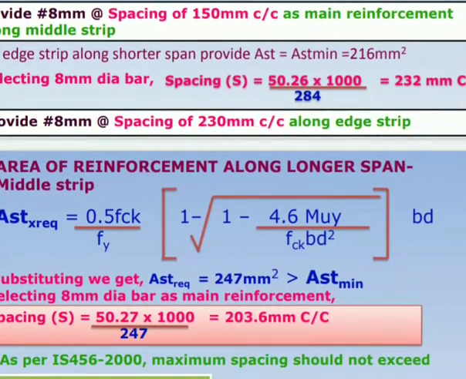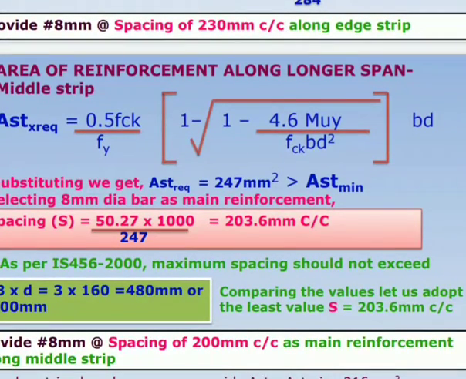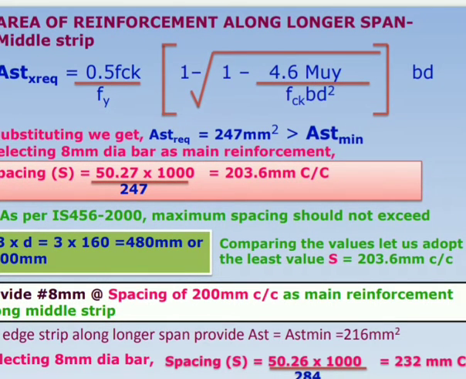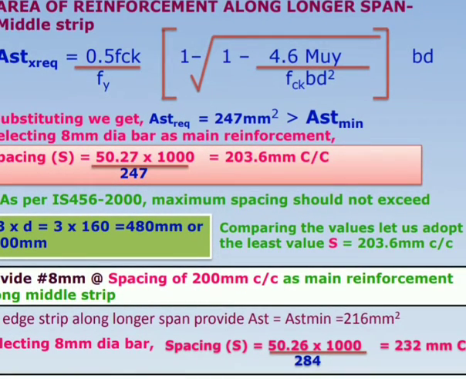Going further, the area of reinforcement along the longer span. Here we have to substitute the value of MUY. When we substitute the value of MUY, we get AST required as 247 mm square, which is of course greater than AST minimum. Again using 8 mm diameter bars, we get a spacing along the middle strip longer span as 200 mm, rounded off. We can take 200 mm spacing for the middle strip reinforcement along the longer span.